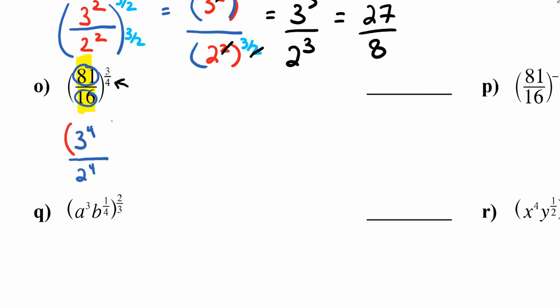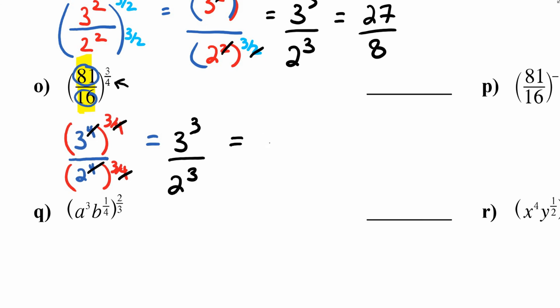And then both of those are going to be affected by the 3 over 4. So that 3 over 4 is really affecting the top and the bottom. And then from there, the 4's can cancel, giving you 3 to the power 3. The 4's can cancel, giving you 2 to the power 3. That's going to be 27 over 8 again.